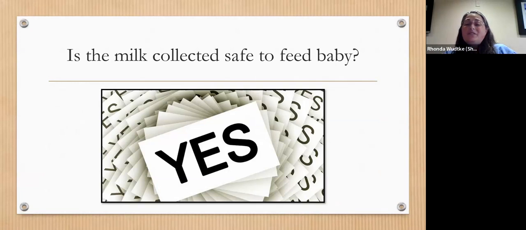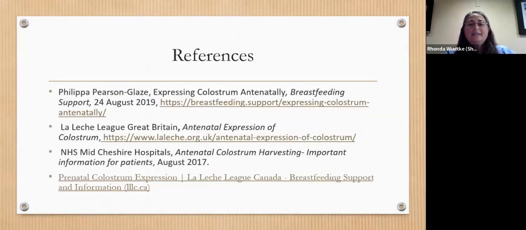Is the milk collected safe to feed the baby? Yes, yes. And again, I say yes. All milk is good for the baby. It's the same milk that would have been in the breast if we wouldn't have hand expressed, and the baby would have gotten that milk when they are there. It's just making sure that we are using good hygienic practices with washing hands, clean syringes and things that we're saving it in, and following the storage guidelines. And there are some references on there.